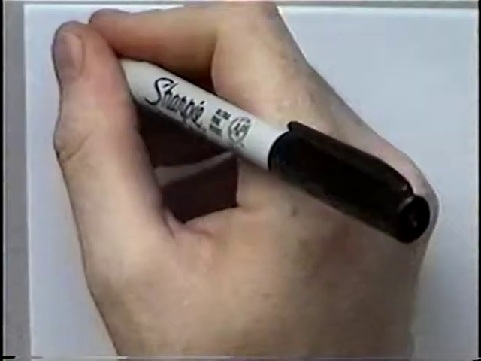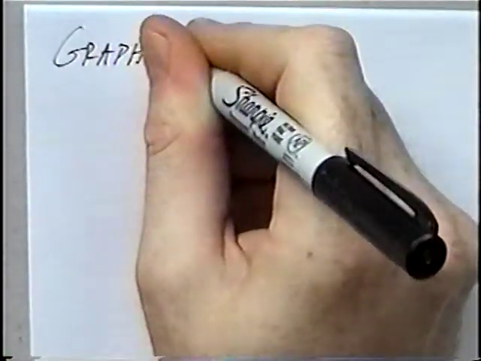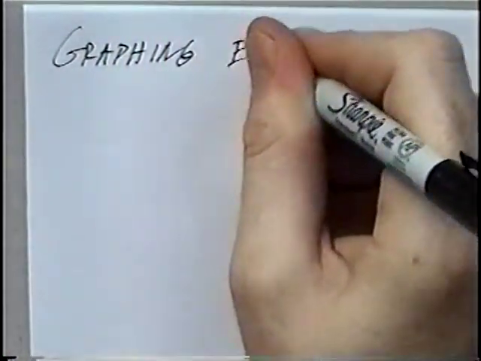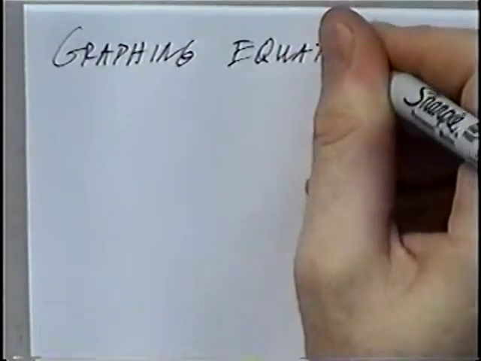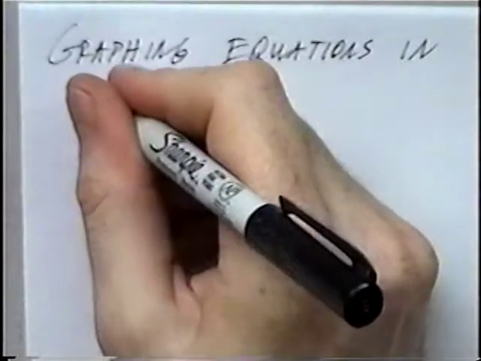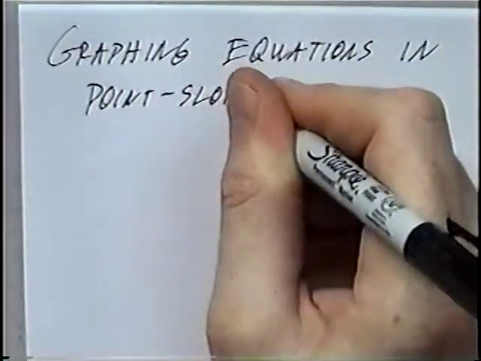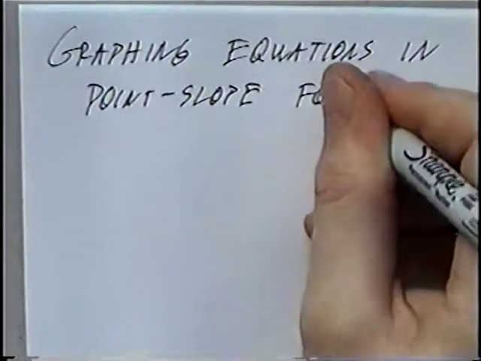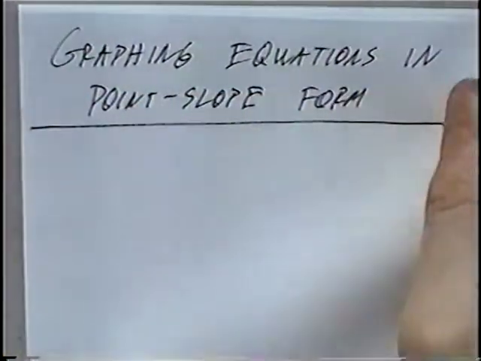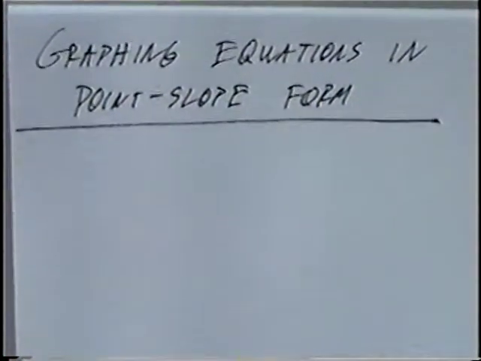Title of the first section today is Graphing Equations in Point-Slope Form. In this section we'll graph equations which are in point-slope form instead of slope-intercept form.